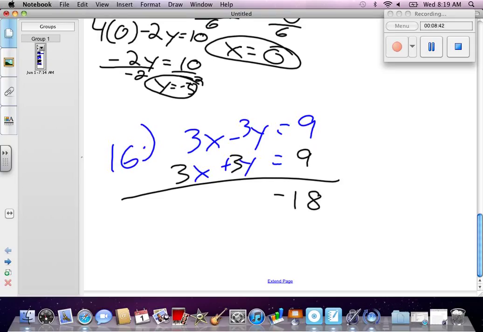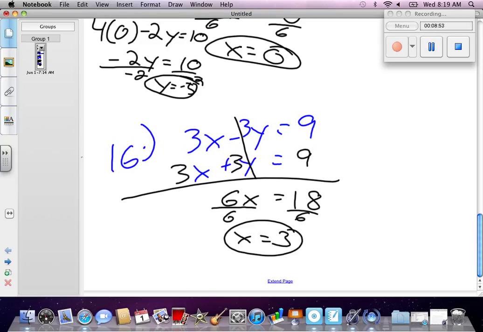I can now add straight down. 9 and 9 gives me 18. The y's cancel. 3x and 3x is 6x. Just divide by 6. X equals 3. And I'm going to plug it back. Am I going too fast? No. Plug it back in.